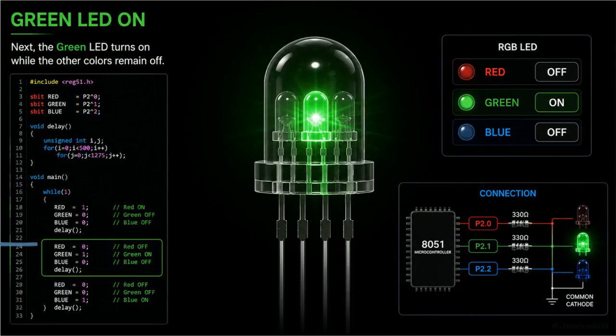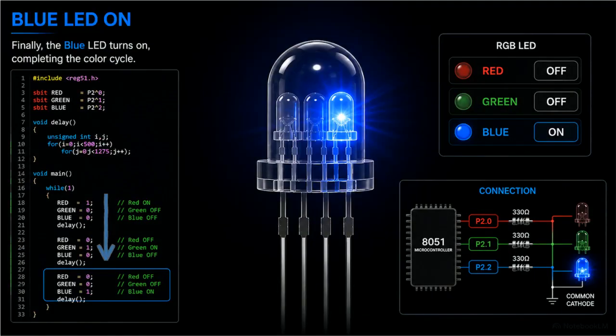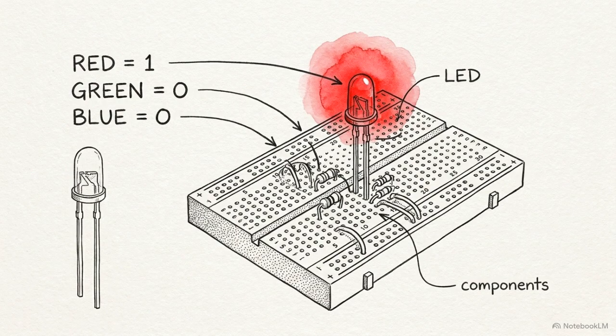Next, we turn the red pin off with a 0 and turn the green pin on with a 1. We keep blue at 0 and call the delay again. Finally, we set red and green to 0 and turn the blue pin on with a 1. A final delay leaves the blue light visible before the entire loop restarts. By rapidly executing simple binary instructions, 1 for on and 0 for off, we completely control the behavior of the hardware.